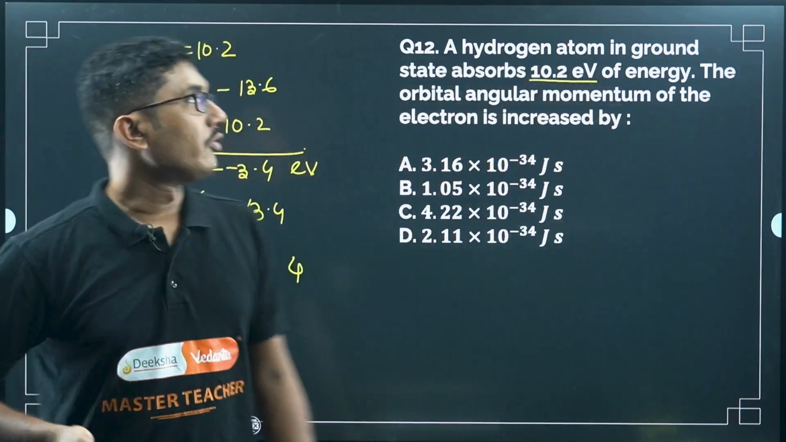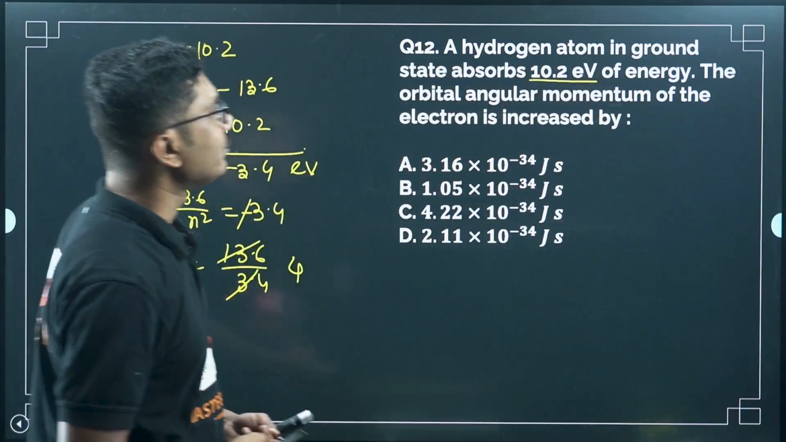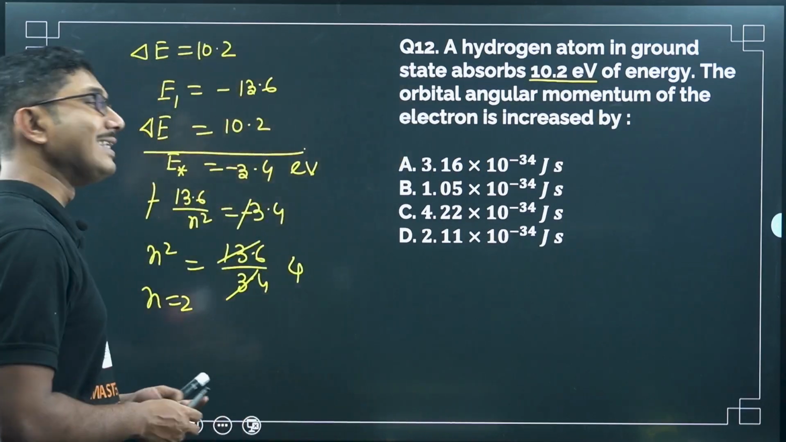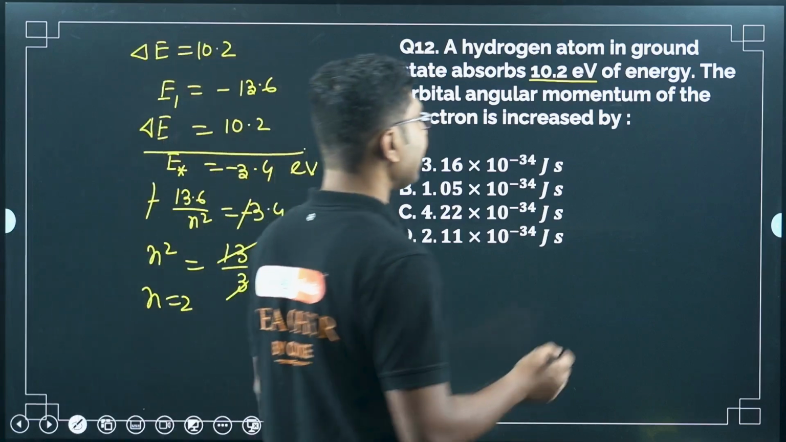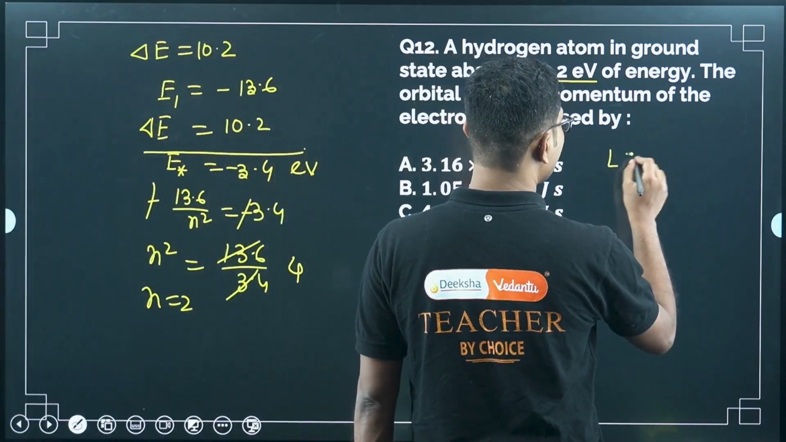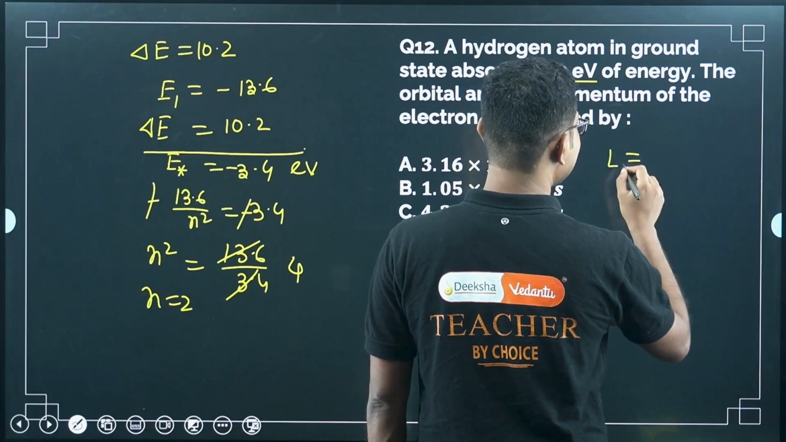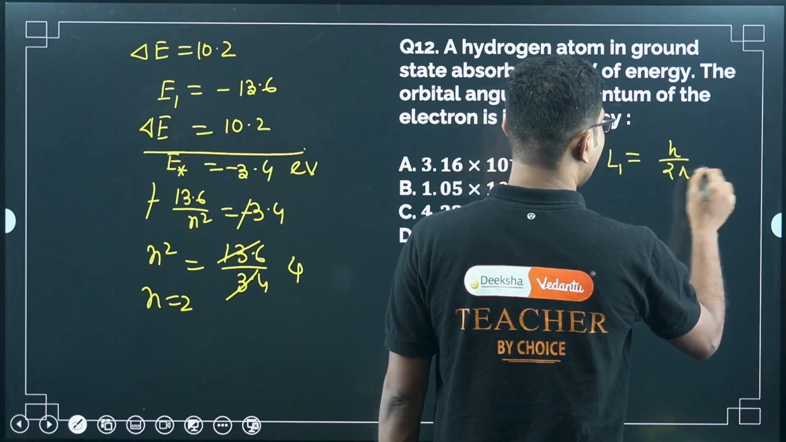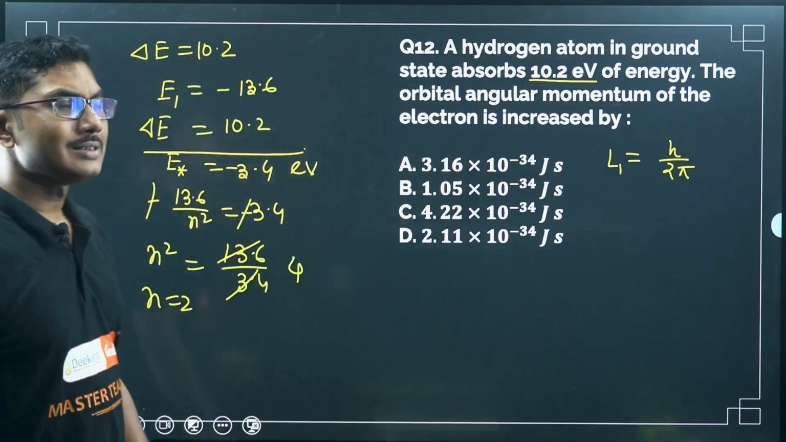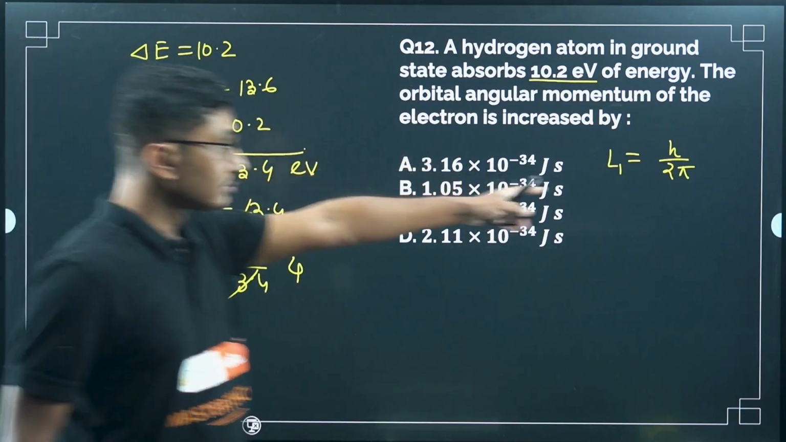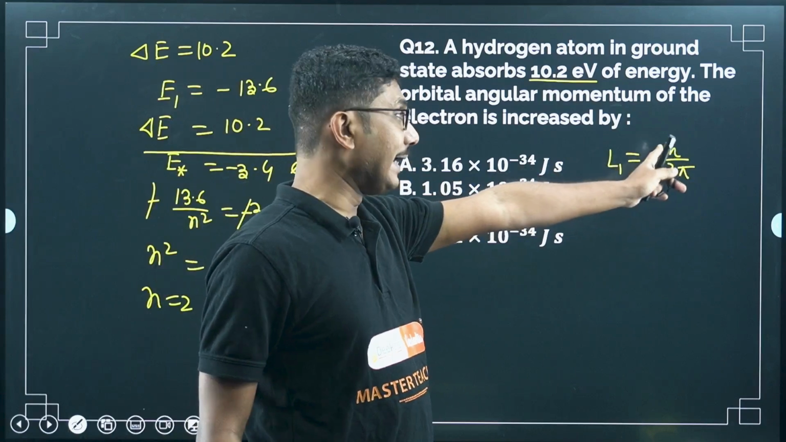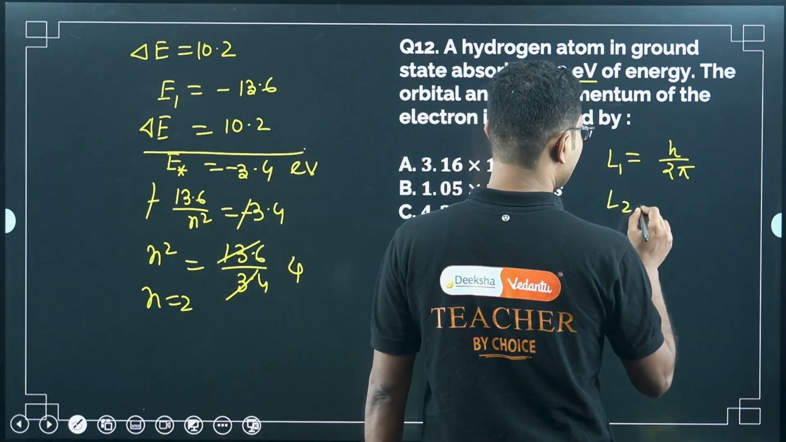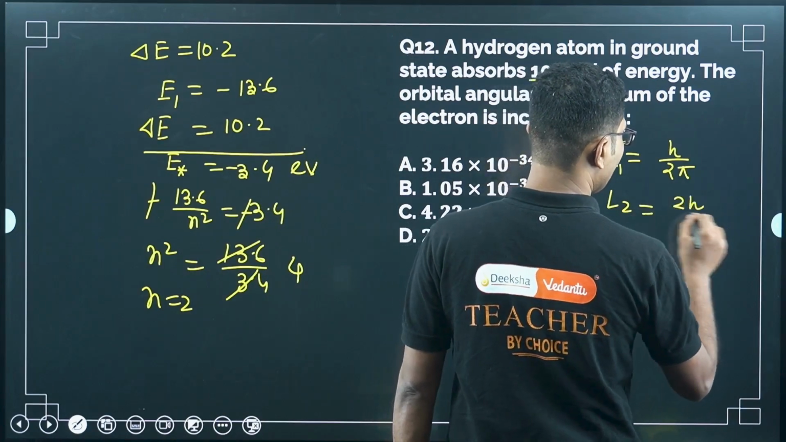Okay, so now they have asked you to find the orbital angular momentum of the electron increased by. So what is the orbital angular momentum in ground state? Orbital angular momentum in ground state is L1, say h by 2 pi, right? Because it is nh by 2 pi, n equals 1. Now what is the next state? Next state is n equals 2. So it will be 2h by 2 pi.